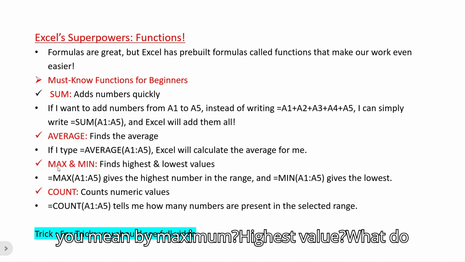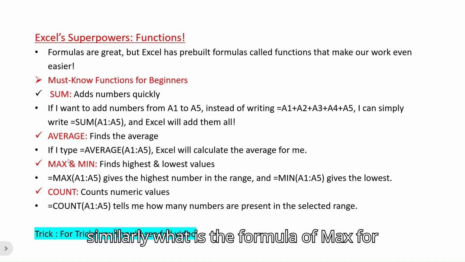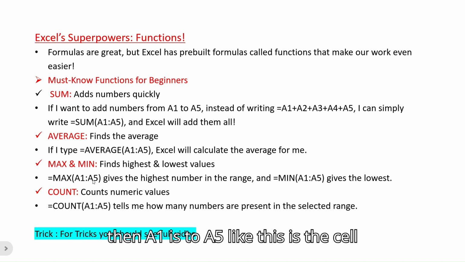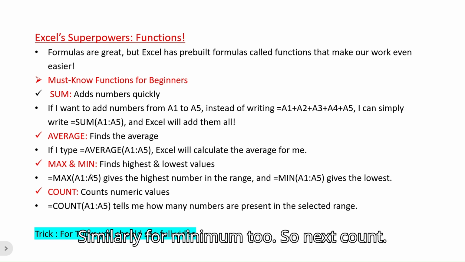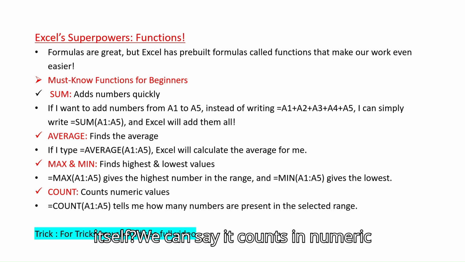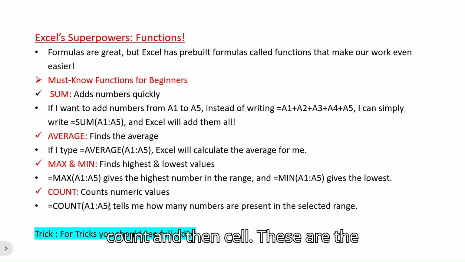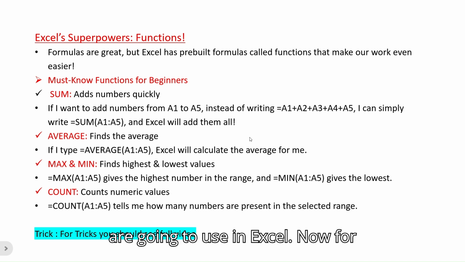And similarly, maximum and minimum. What do you mean by maximum? Highest value. What do you mean by minimum? Lowest value. So what is the formula of max? First start with equals, then max and then A1 to A5, which is the cell range. So it gives the highest number. Similarly for minimum too. Next, count. What is the function of count? In the name itself, we can say it counts the numeric values: equals, count and then the cell range.